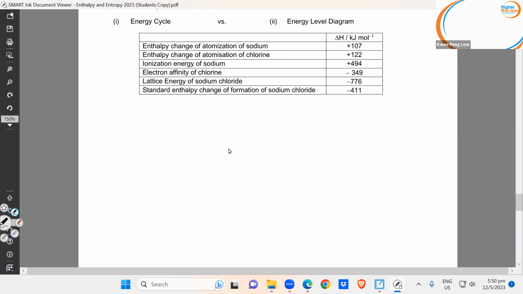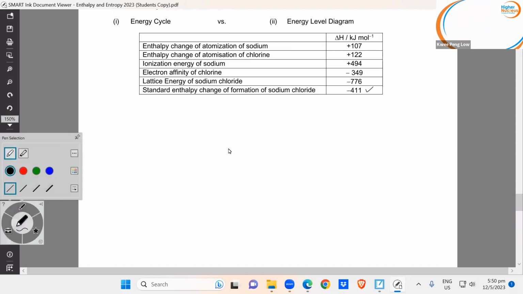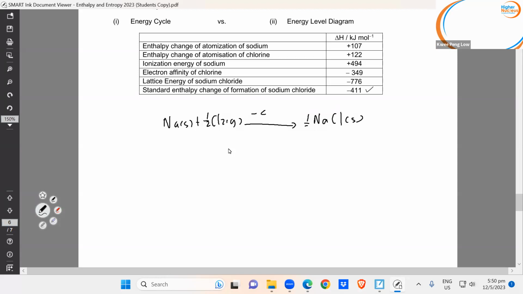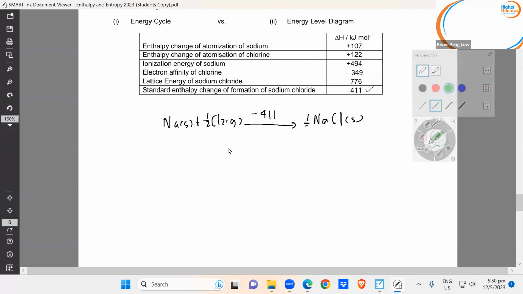So for my Born-Haber cycle, I'm going to start off with formation. Formation means I'm going to form 1 mole of sodium chloride solid from the elements in the standard state, which is sodium solid plus half chlorine gas. So the value is minus 411. So this is my formation. I'm just going to call it F.